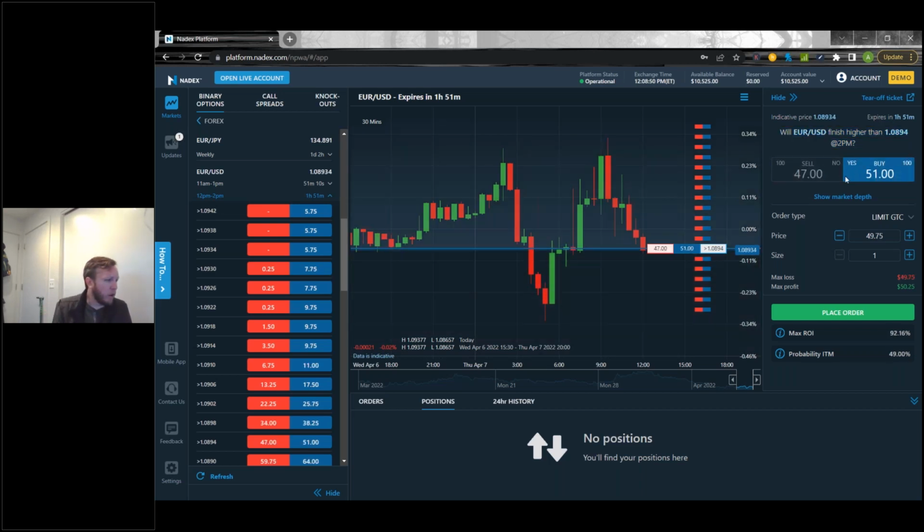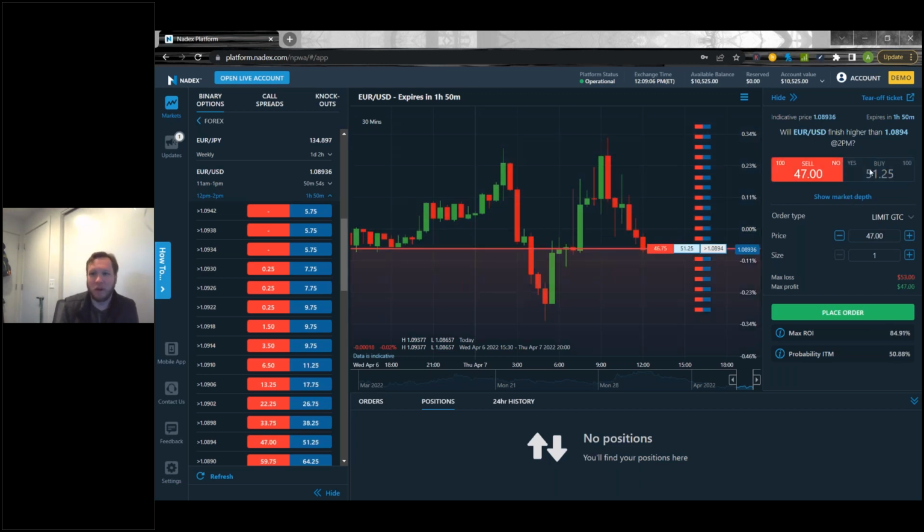I do have a question already coming in here. Is it possible to see the liquidity of each asset? So you can, yes. I guess it's a good segue into what we have below here. I'll show that in just one second.